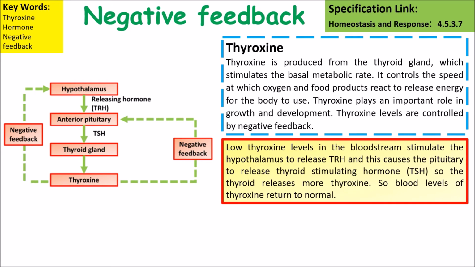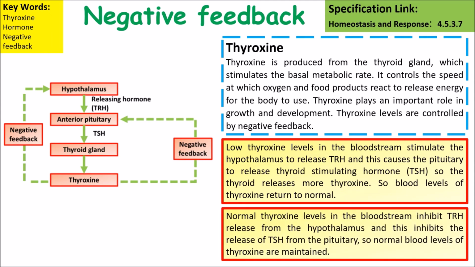Low thyroxine levels in the bloodstream stimulate the hypothalamus to release TRH, and this causes the pituitary gland to release thyroid stimulating hormone. So thyroxine is released more by the thyroid gland, and therefore the concentration of thyroxine in the blood will return back to a normal level. Normal thyroxine levels in the bloodstream inhibit TRH release from the hypothalamus, and this inhibits the release of TSH from the pituitary gland, so normal blood levels of thyroxine are maintained.